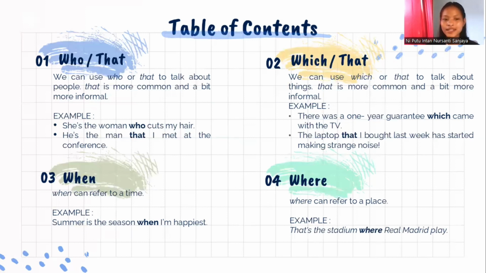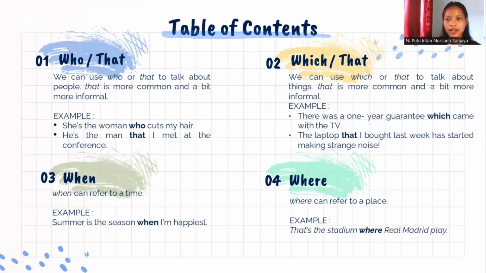The third one is when. When can refer to a time. For example, summer is the season when I'm happiest. The fourth one is where. Where can refer to a place. For example, that's the stadium where Real Madrid play.